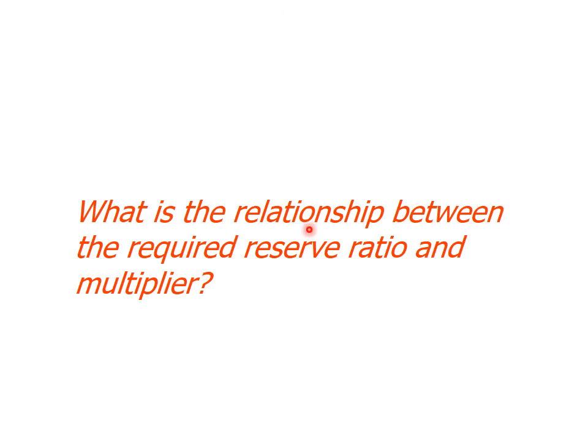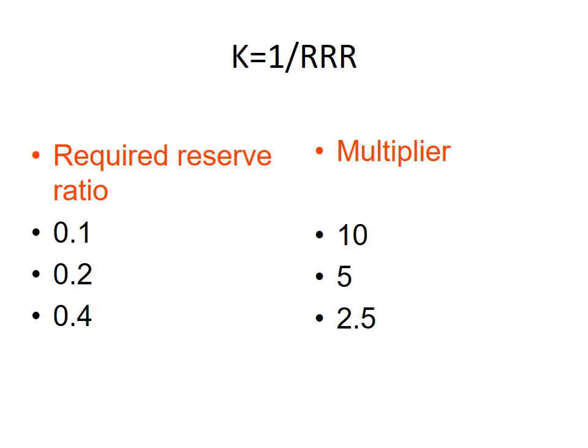Now, the central bank controls the required reserve ratio. All the banks must follow. What's the relationship between the required reserve ratio and the multiplier? Going by our formula of calculating the multiplier using 1 over RRR, if the required reserve ratio is 10%, or 0.1, you get a multiplier of 10. If I'm the central bank and I increase the required reserve ratio to 40%, or 0.4, the multiplier, 1 over 0.4, is only 2.5 times.